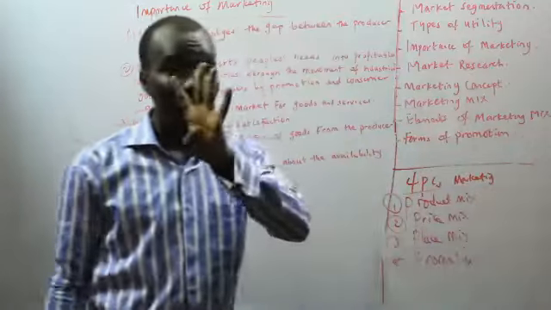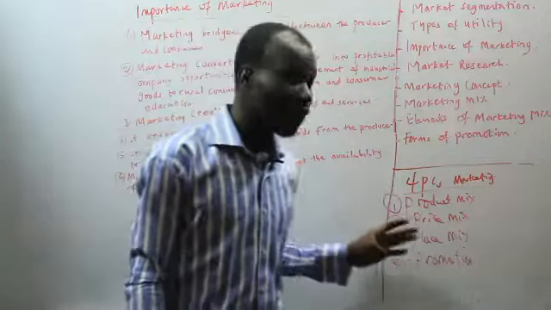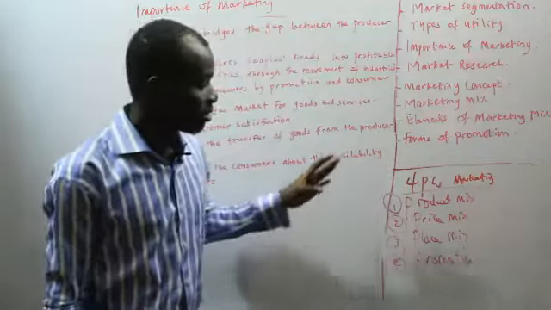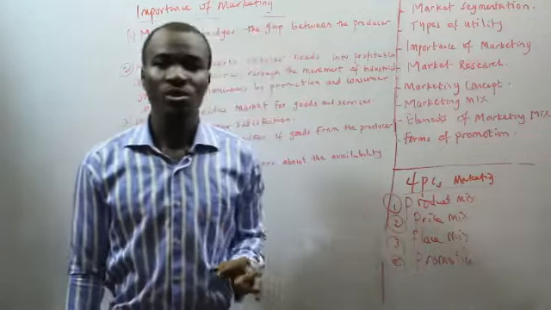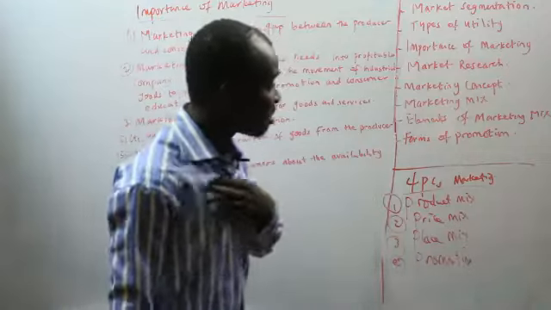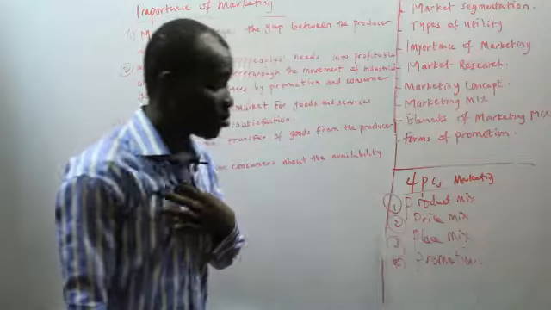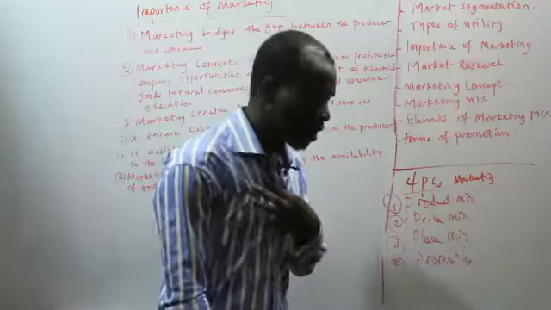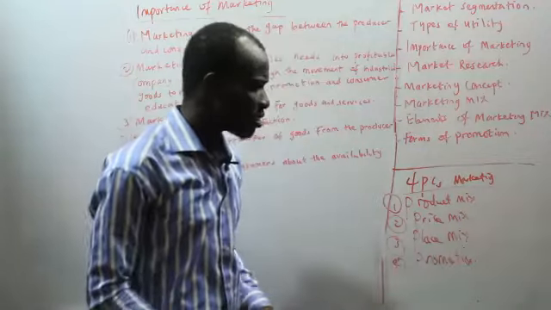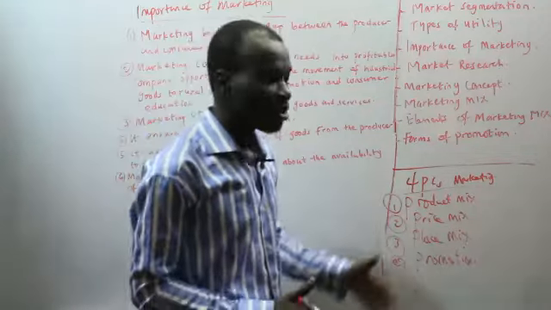So we have the 4 elements of marketing mix. We have the product, the price, the place, and the promotion. They are called the 4 P's of marketing mix. So the elements of marketing mix have actually been answered. Let's look at each of these elements of marketing mix. The first one we have is the product.